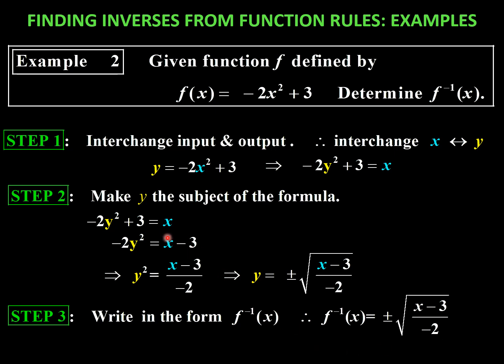Let's just look at this again. You see, originally we had plus 3. There we have minus 3. There we have square. There we have square root. There we have times by negative 2. There we have dividing by negative 2.